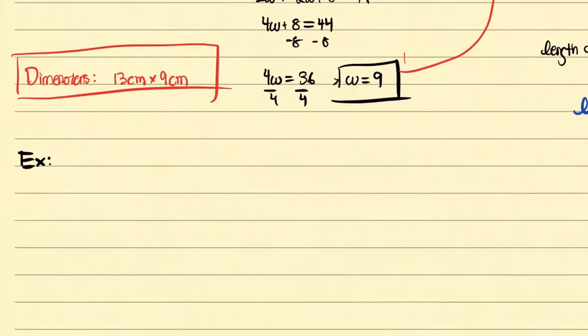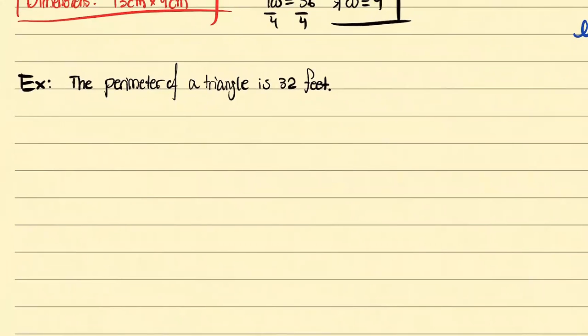So it says the perimeter of a triangle is 32 feet. So obviously a triangle is a shape with 3 sides. So we have 1, 2, 3 sides here. Just drawing a picture can really help us visualize what's going on.